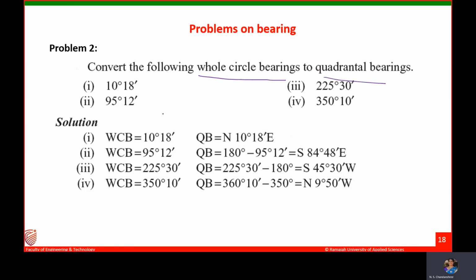The whole circle bearing given here is 10 degrees 18 minutes. Now 10 degrees 18 minutes comes in the first quadrant, the northeast quadrant. Let us consider this as theta. This is 10 degrees 18 minutes. So this can be represented as north 10 degrees 18 minutes east. Similarly, second is 95 degrees.